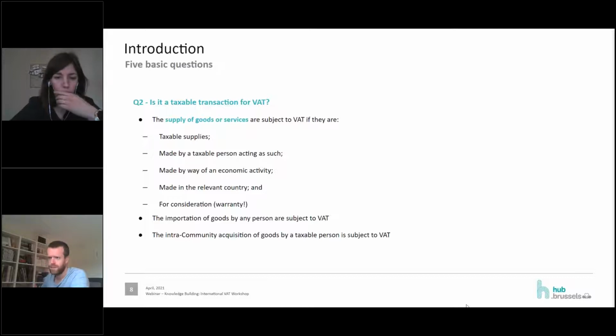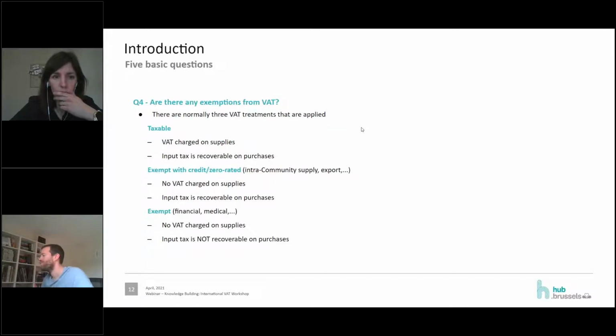Towards. Can you see my slide here? Yeah, we still see, I was in the wrong presentation. Sorry. Perfect. I should be at question 4 normally. Yes, it is question 4. Are there any exemption from VAT? Yeah, I apologize. I'm in 2 presentations at the same time, so I was in the wrong one.